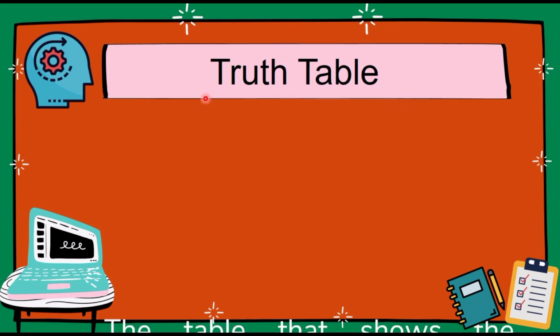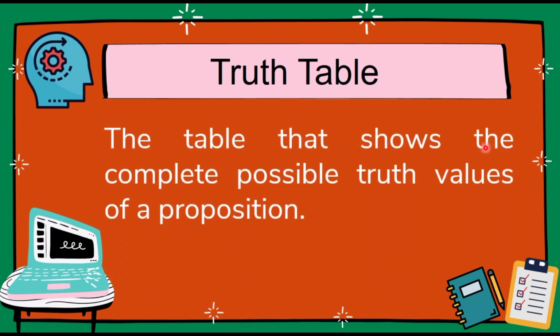Truth table. A truth table is the table that shows the complete possible truth values of a proposition. So, basically, the use of a truth table is to identify the possible truth values in every logical operator. We have 4 basic logical operators, and each logical operator has its own truth table.